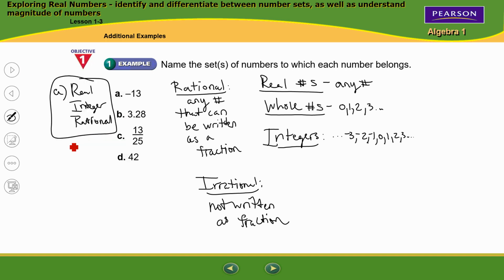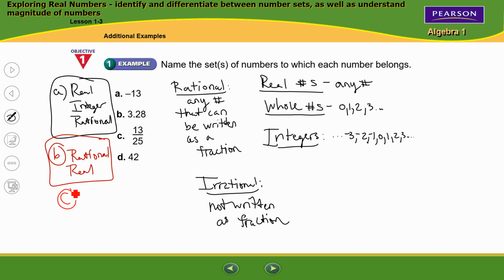Part B. 3.28. That rules out rational. Actually, no, it doesn't. 3.28 can be written as a fraction. It can be written as 328/100. So that is rational. It is real. They're all real, again. Is it a whole number? No, because it's a decimal. Is it an integer? No, because it's a decimal. Is it irrational? No, because it's rational. Cool.